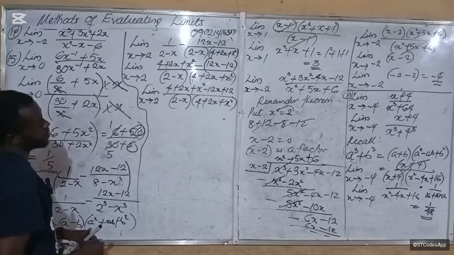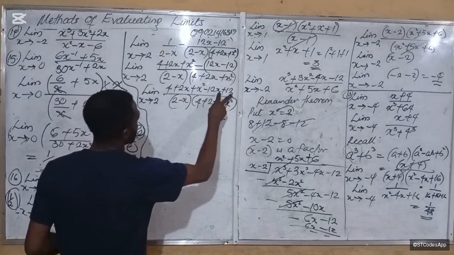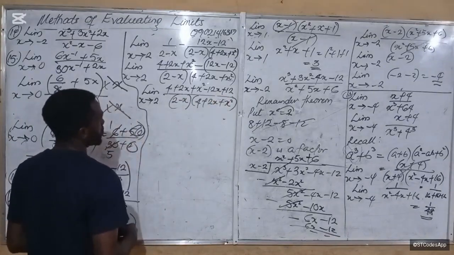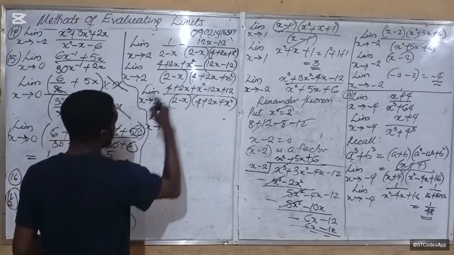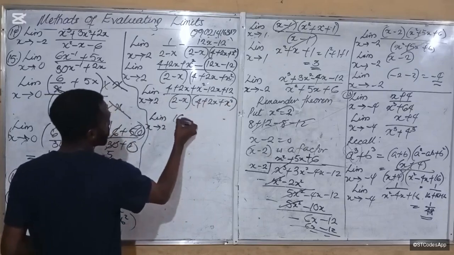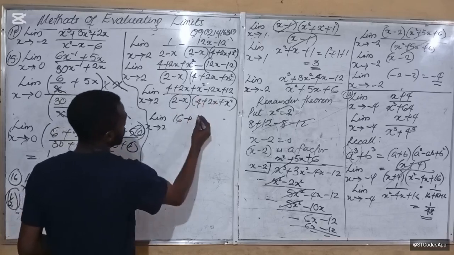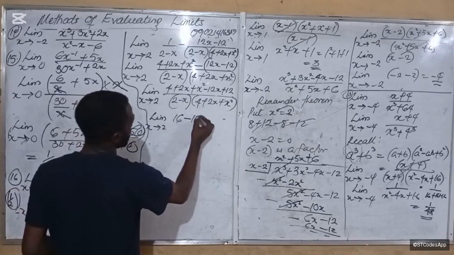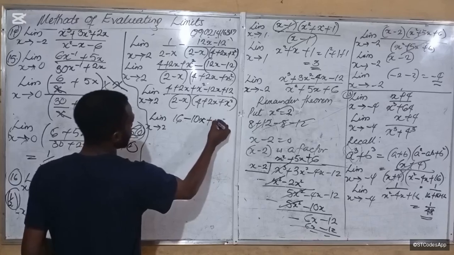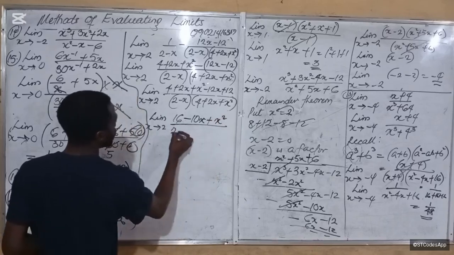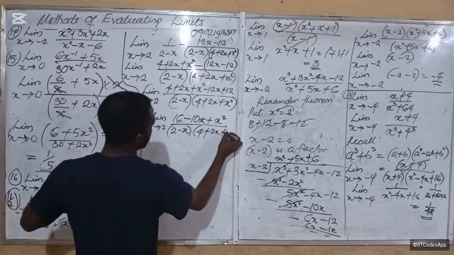You collect like terms. Let me quickly do that. This one is 10x, this one is 16. Now we can factorize. So the limit as x approaches 2 of this plus this 16, plus this minus this, that will be minus 10x plus x squared over 2 minus x times 4 plus 2x plus x squared.